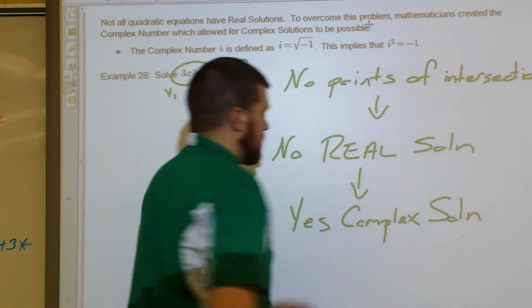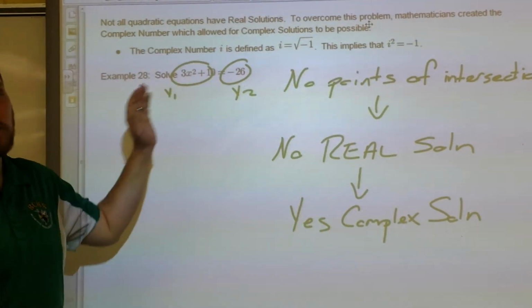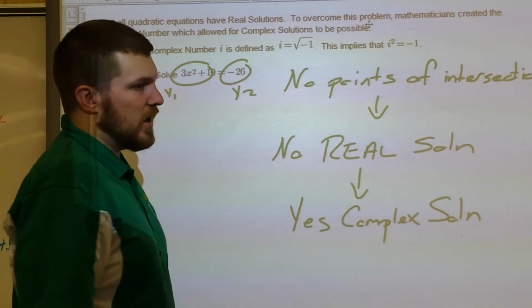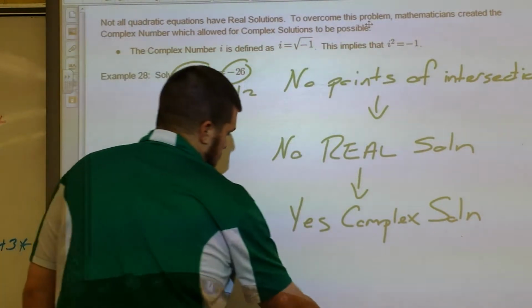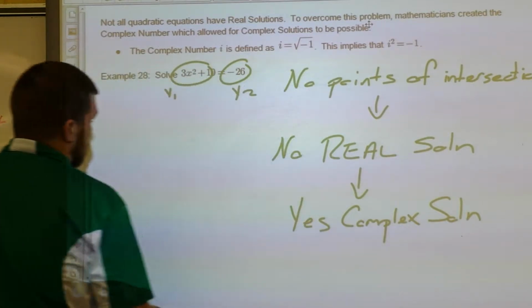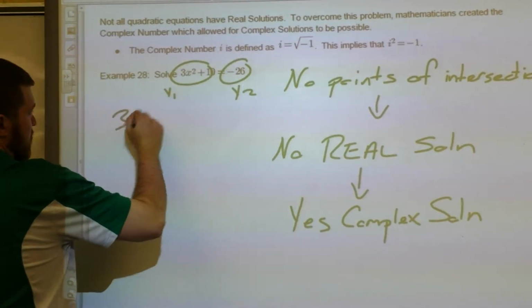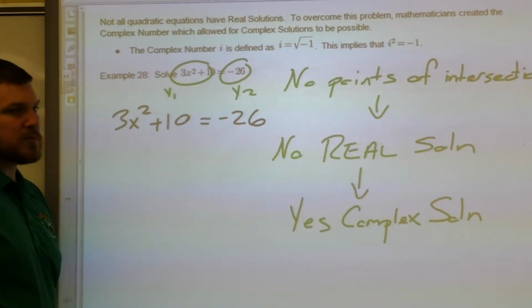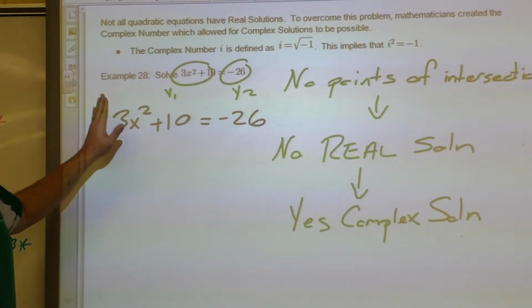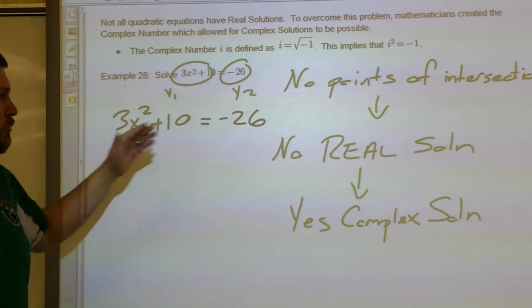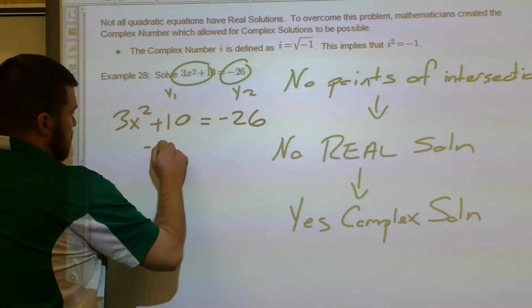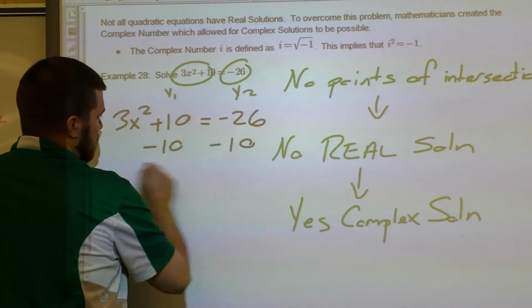Now, anytime you can say yes, there's complex solutions, that means you cannot graph it, not with these calculators that we have. We have to now do this by hand. So what I'm going to do is just rewrite my original problem so you can see a little bit better. 3x squared plus 10 equals -26, and I'm going to start solving this by hand.